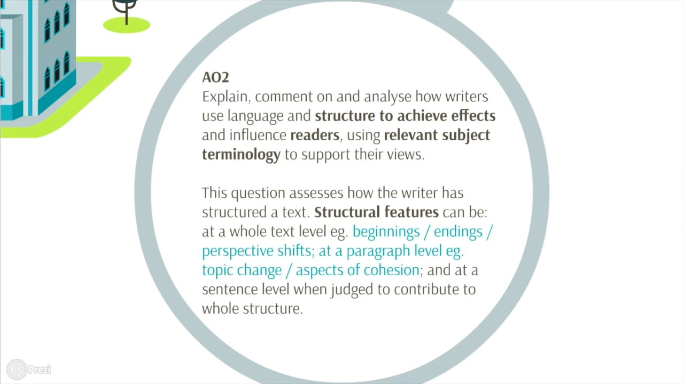So question 3 on paper 1 assesses assessment objective 2, and that is to explain, comment on and analyse how writers use language and structure to achieve effects and influence readers using relevant subject terminology to support their views. Now it actually assesses specifically the structure element of this assessment objective. So it assesses how the writer has structured a text, and it wants you to consider the structural features that have been used and also the effect of those structural features on the reader.